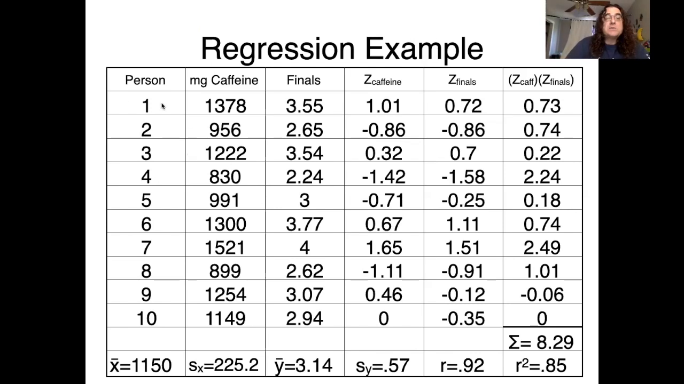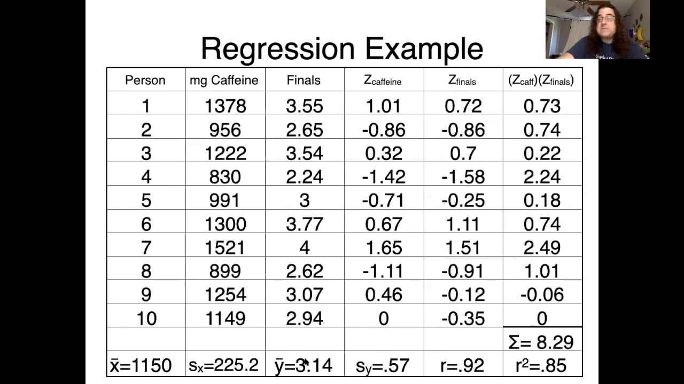So what I've got here is person one drank an average of 1,378 milligrams of caffeine per day. They averaged 3.55 finals over their career. In order to get the correlation coefficient, I then would have had to know what the mean of caffeine is, that's 1,150, the mean number of finals, that's 3.14, and also the standard deviation for both. Standard deviation of 225 milligrams and a standard deviation of 0.57 finals.